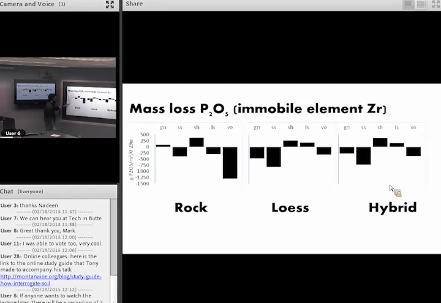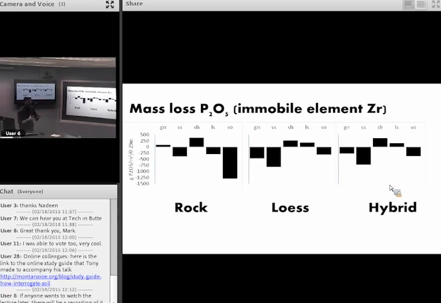I've changed the axis here. It used to be kilos. Now it's grams. This graph does not look like this one, although they're pretty close, and then this really matches well onto that, and I think that's reflecting the loess influence. So these are P2O5 fluxes. Let me make an argument to you.